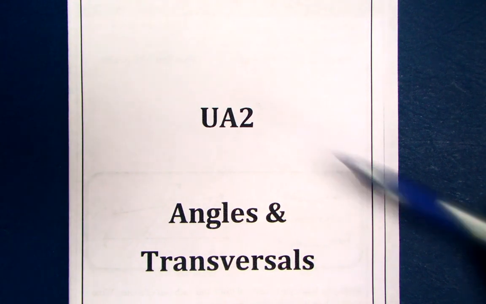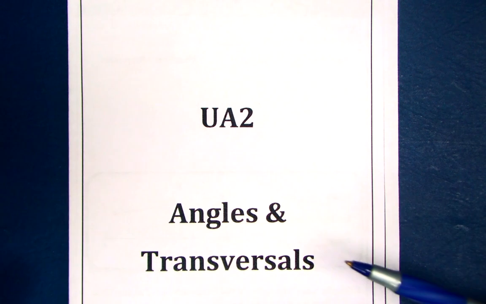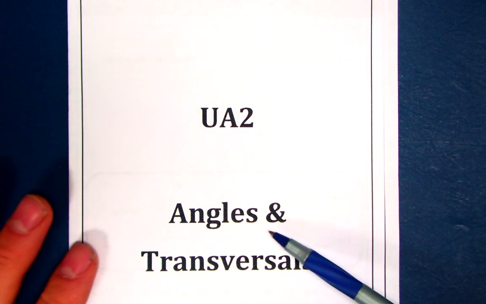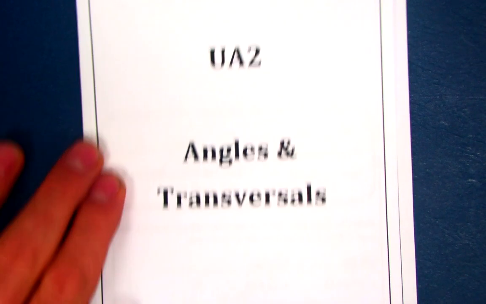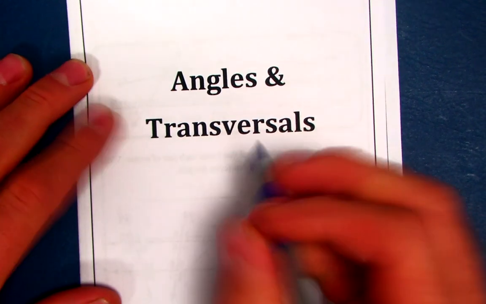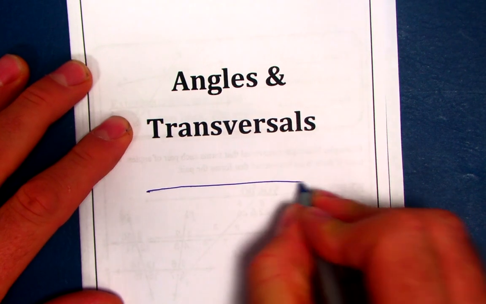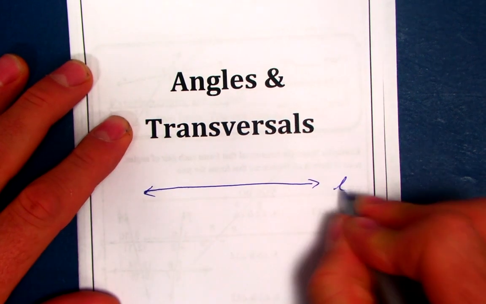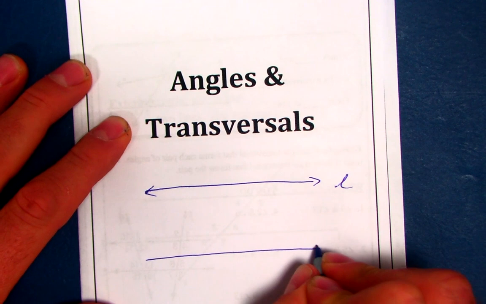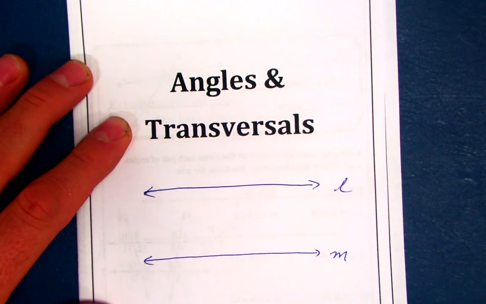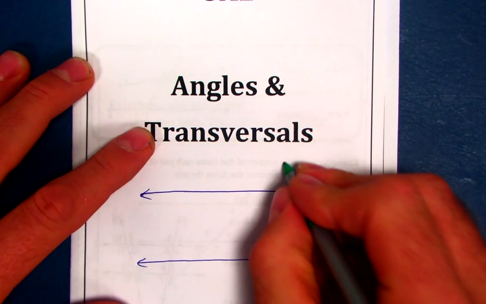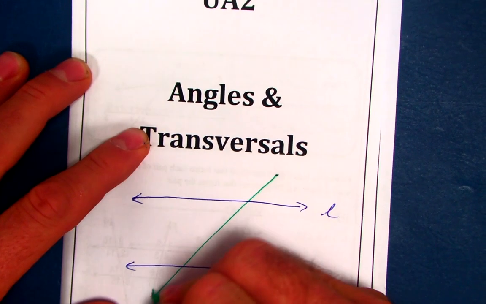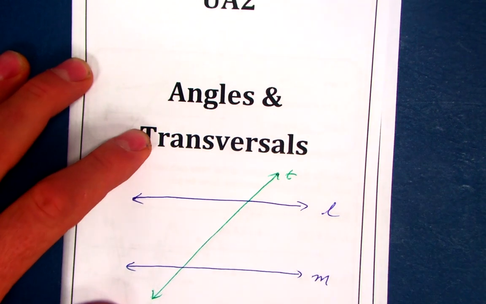All right, so in this lesson, UA2, we're going to be looking at the angles that are formed when two lines are cut by a transversal. And so I'll just draw an example here on the cover so you know what I'm talking about. Let's say we have line L and we have line M, okay? So we have these two lines, and then we have a line that cuts across both of them. We'll call that line T.